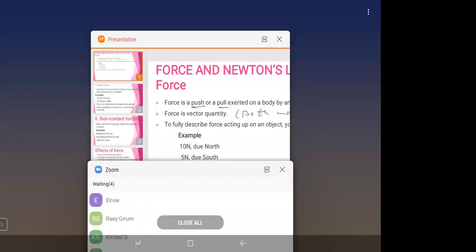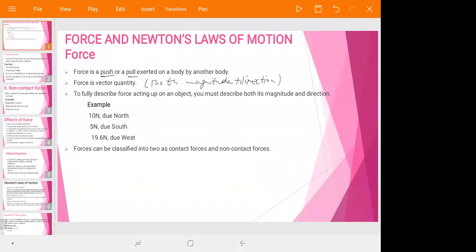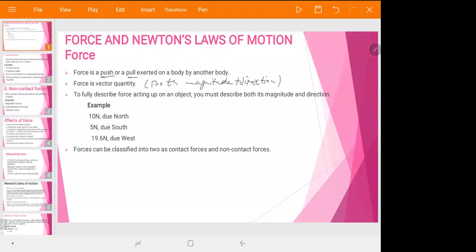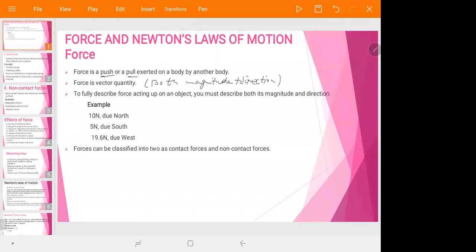Another way, to fully describe a force acting on a body, you must describe both magnitude and direction. For example, 10 Newton due north, 5 Newton due south, 19.6 Newton due west. When you want to describe a force, you must give magnitude and direction too, because force is a vector physical quantity.